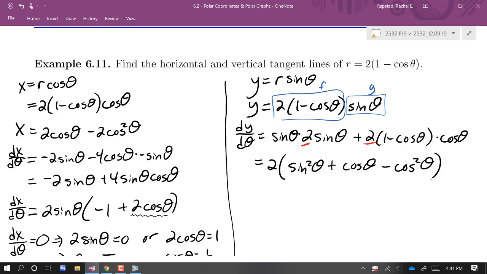Solving that is a bit more complicated because it doesn't seem like we have a common factor to take out. We've got 2 different functions. We want to set this equal to 0. I'm going to try to write it all in terms of one function. So I'm going to use Pythagoras and rewrite that sine squared. It's 1 minus cosine squared.